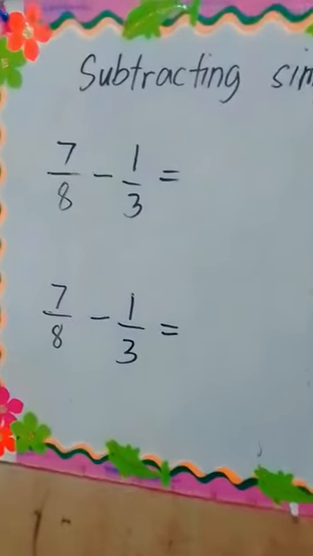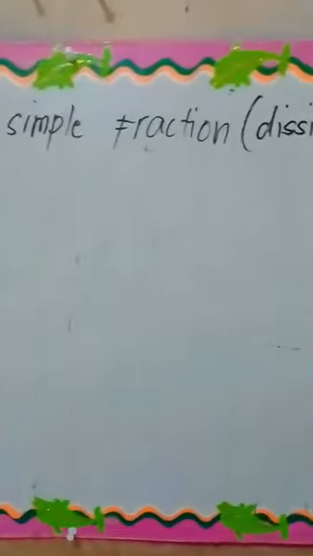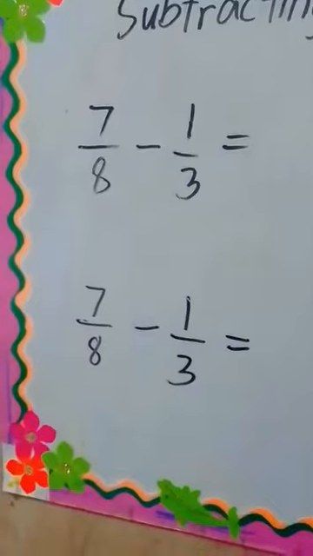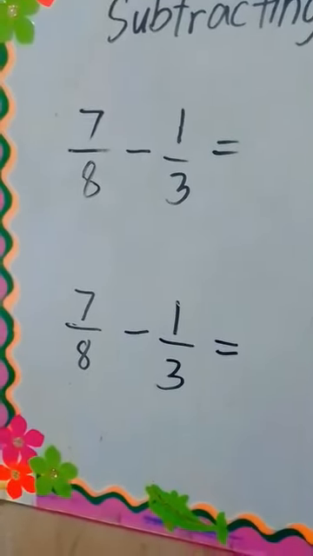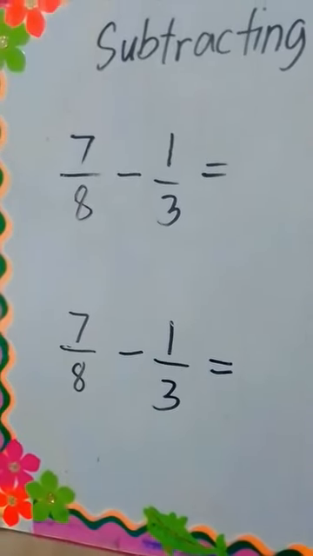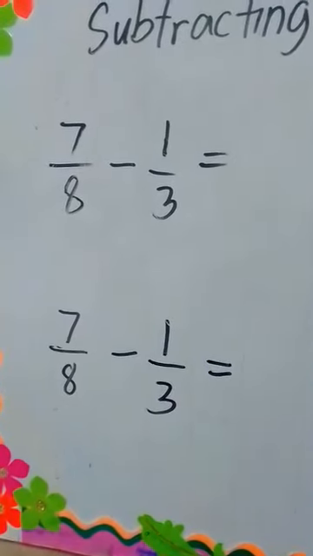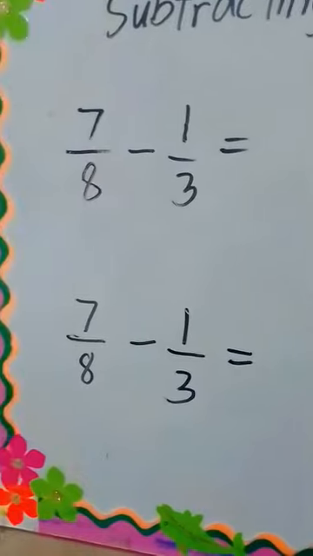Okay, so the skill for today is subtracting simple fractions. So, here we have dissimilar fractions. As you can see, there are two examples that are the same, so I will give you a choice of strategies. The first strategy I will use is the traditional method, the one we learned when we were still young in elementary. The second one is the butterfly method.